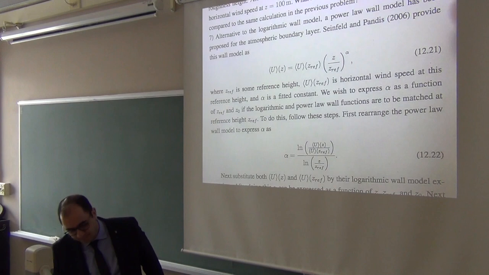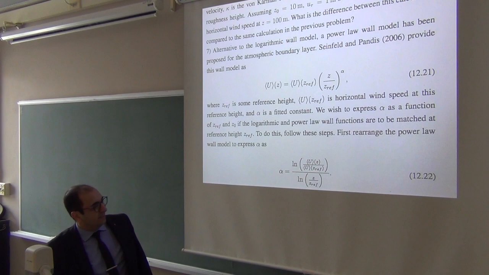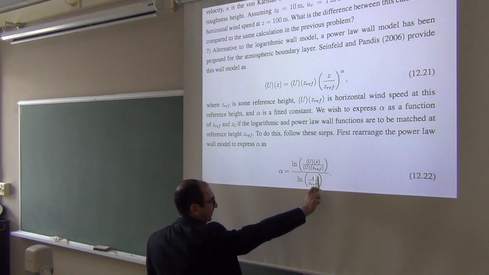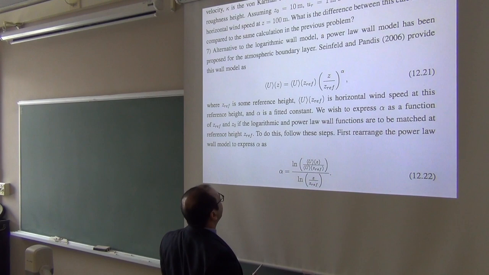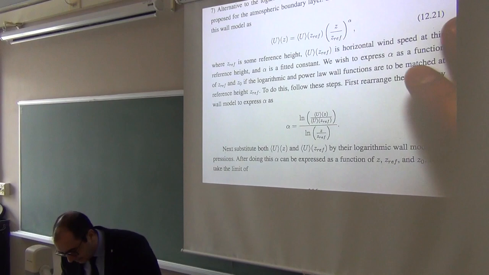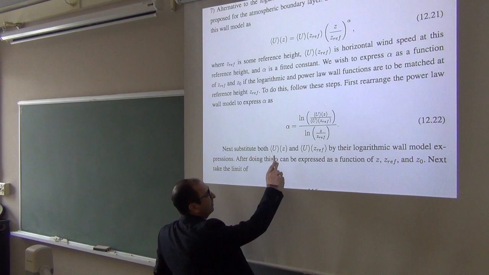So first, rearrange the logarithmic and power law to be able to express alpha in this way. Okay, so this is somehow representing alpha as a function of z ref, but there's no information of z naught. So the question is, what was z naught? How do I use z naught? So you first do that one, then you substitute both velocity at z and z ref by a logarithmic wall model.